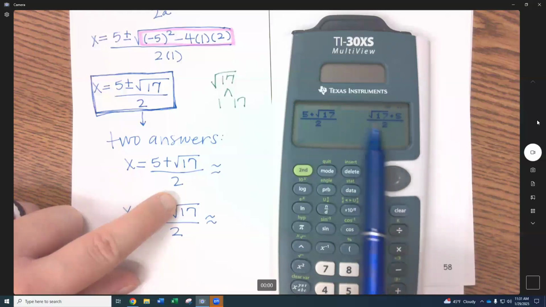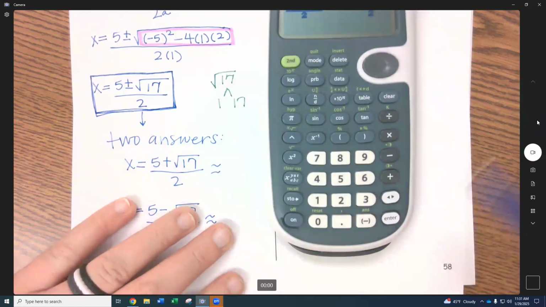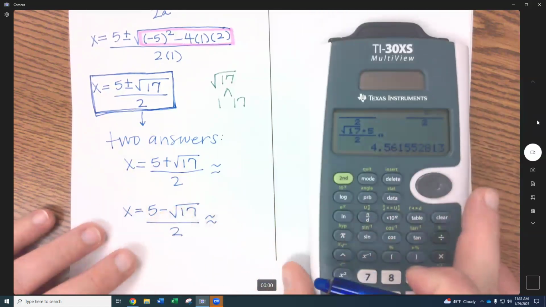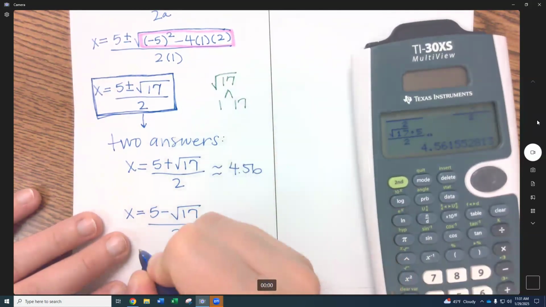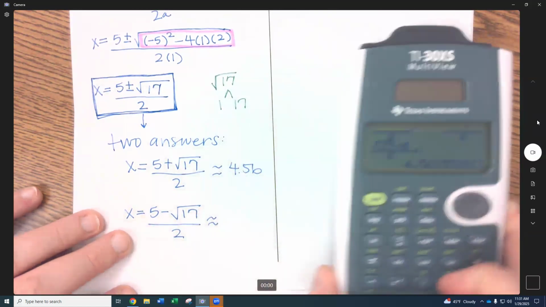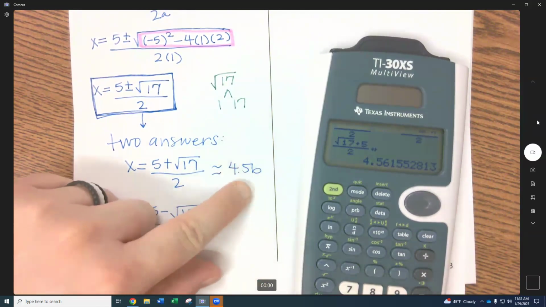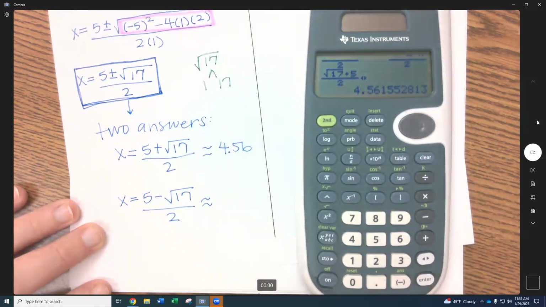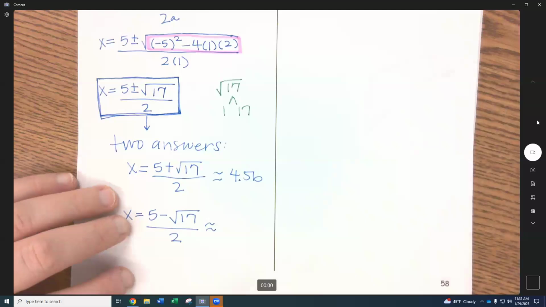It's going to rewrite it for you. So hit your toggle key, which is this double arrow. And this is roughly 4.56. We'll just leave it like that. Okay, so I don't know if you need a decimal equivalent in my math lab, but just in case you do, put it in your calculator and then toggle. Okay, rewind that if you need to see that again.